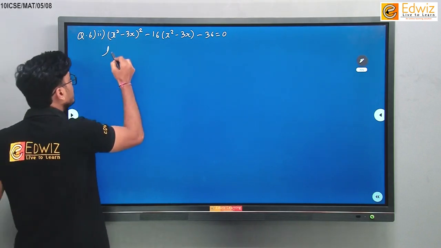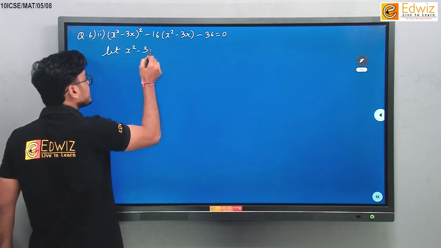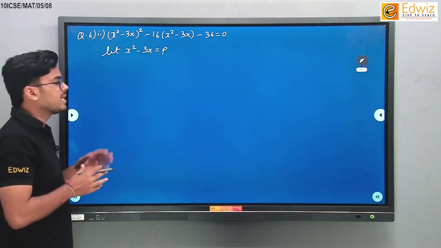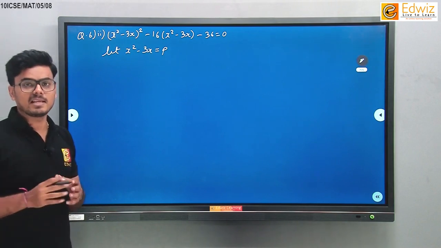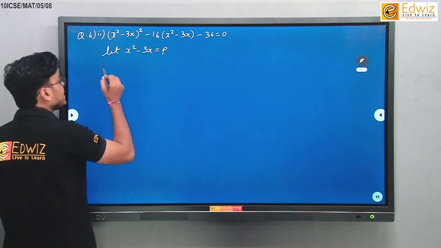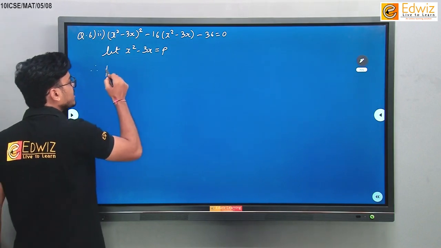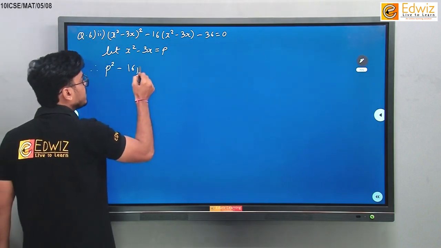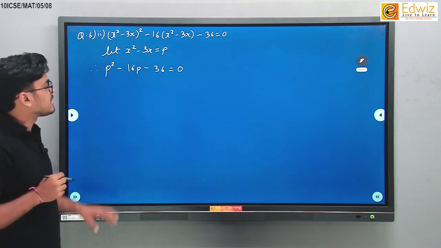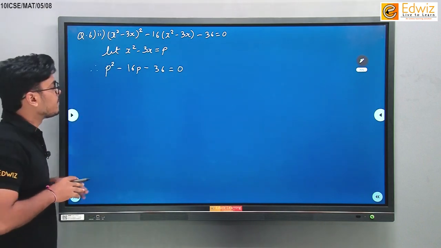Let us assume this x square minus 3x to be p this time. Okay, you can take any variable. I am taking p because if I take a, b, c it will get mixed up with b square minus 4ac. Correct? So I am taking it as p. Now the equation becomes p square minus 16p minus 36 equal to 0. Okay. So we'll solve this using factorization method.